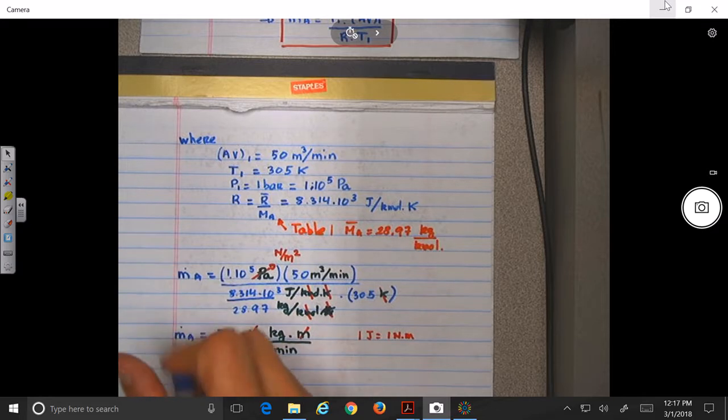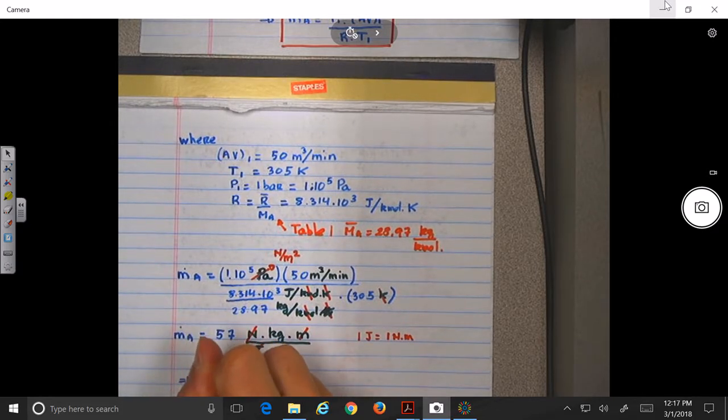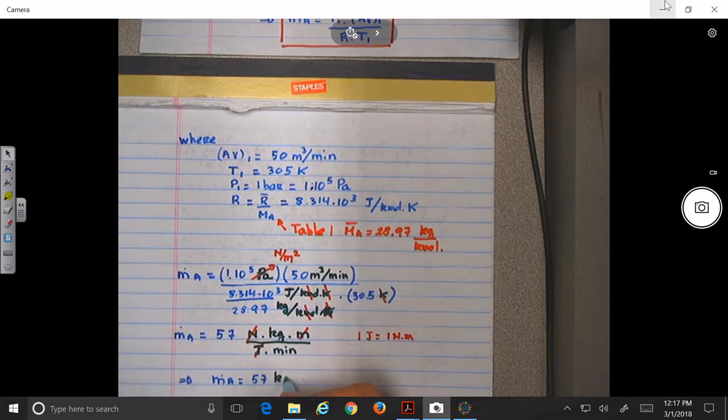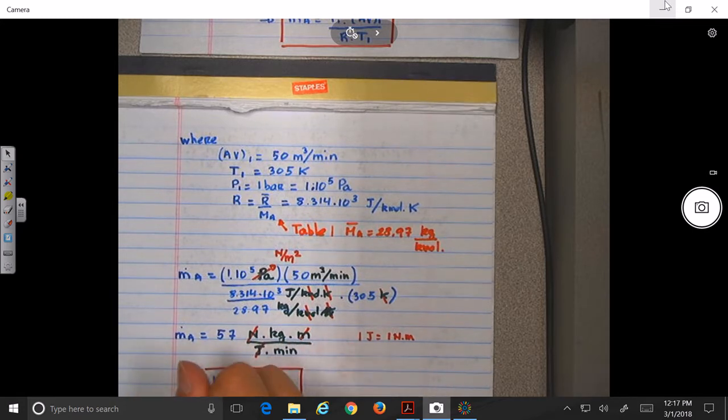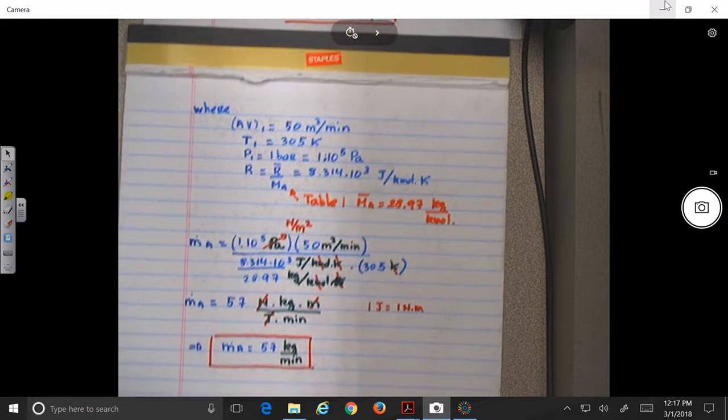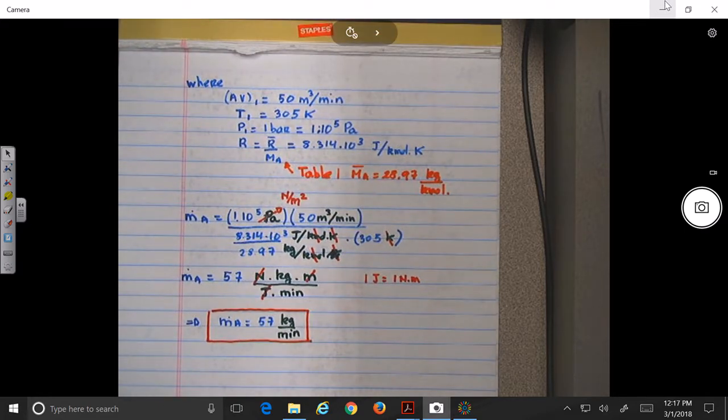So the answer is 57 kilograms per minute. Yes. Since you have a mole and a kilomole, don't you have to multiply? You don't have moles and kilomoles. You have kilomoles and kilomoles, no? Yes. The units for the molar mass is kilograms per kilomole.